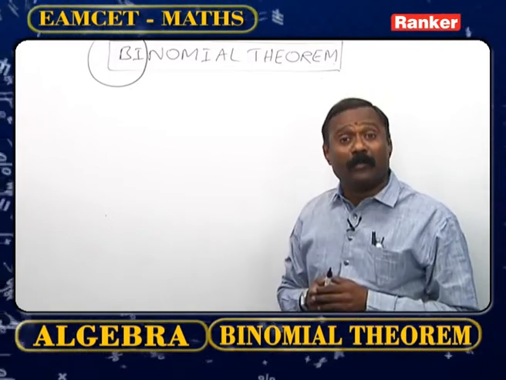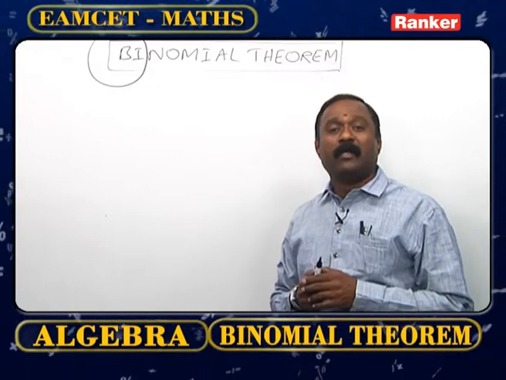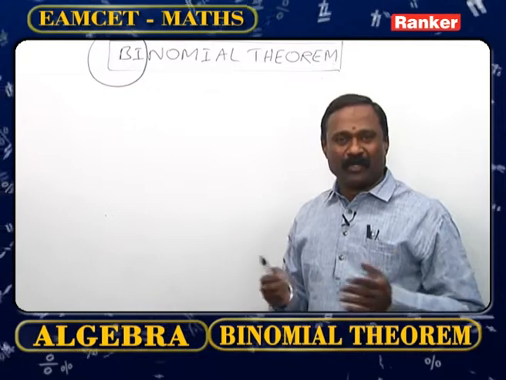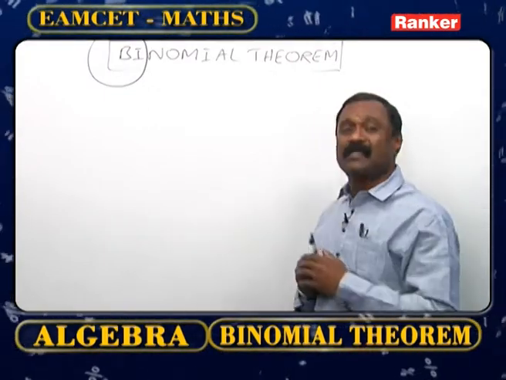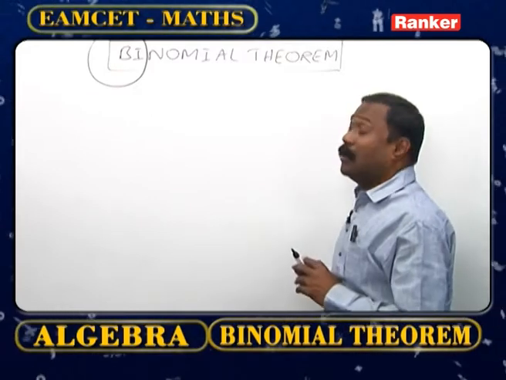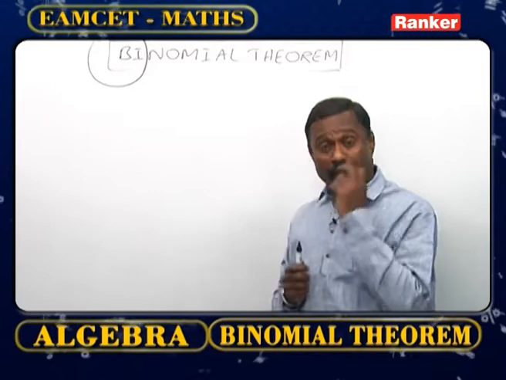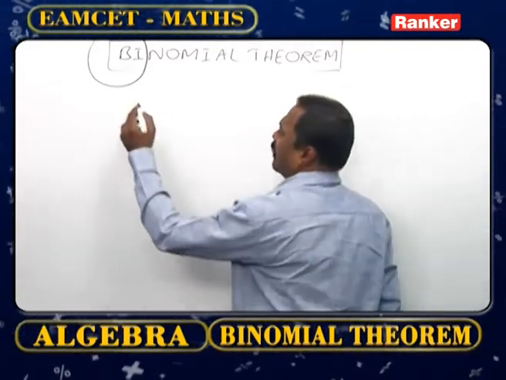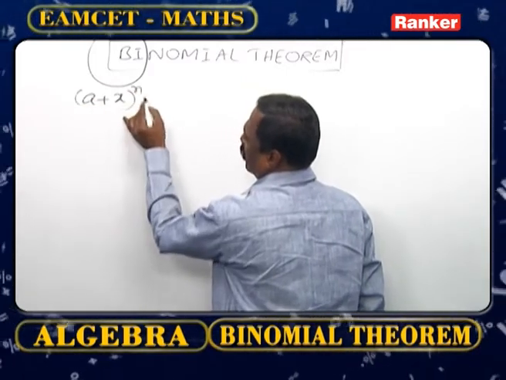And (a plus b) whole power 4, we do not remember that. So (a plus b) whole square we remember, and (a plus b) whole cube also we remember. (a plus b) whole power 4 we do not remember. So for the higher powers, higher indices, we cannot remember. In such a case, the binomial theorem can be comfortably utilized. So for that purpose, it is defined to be (a plus x) whole power n.